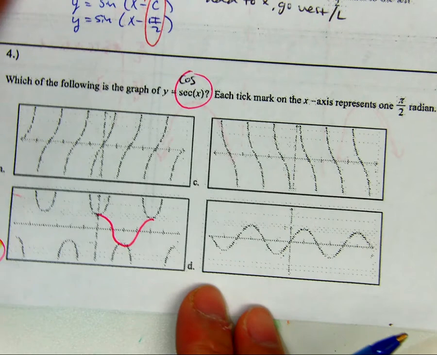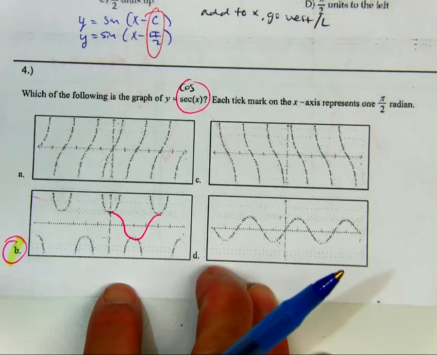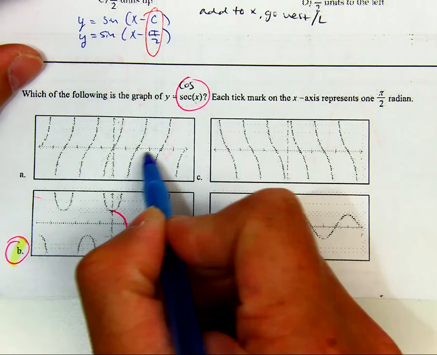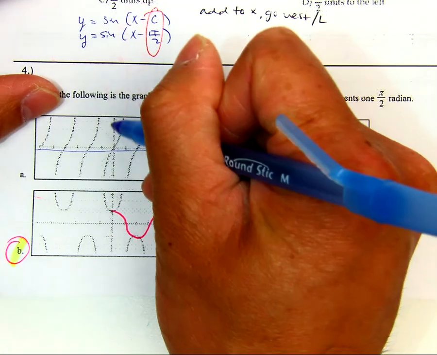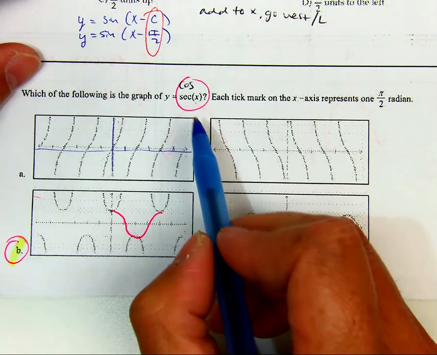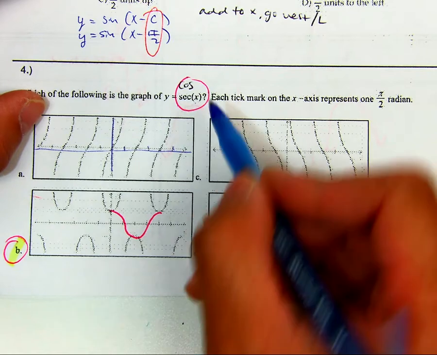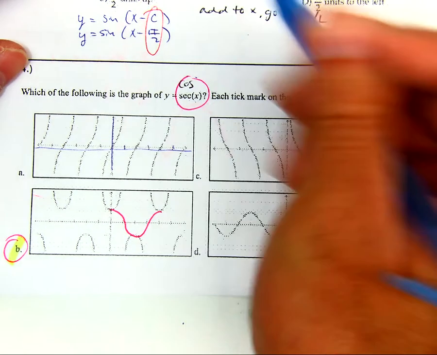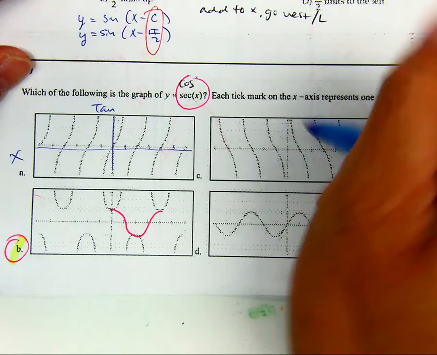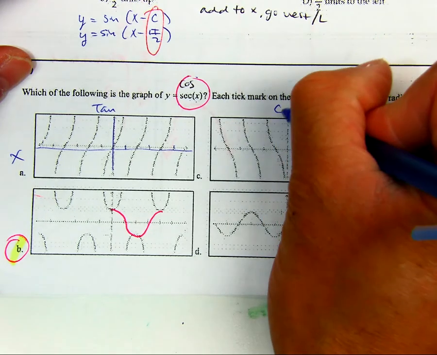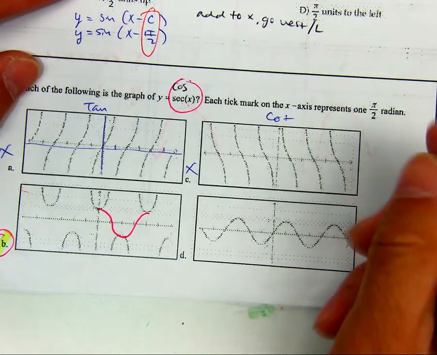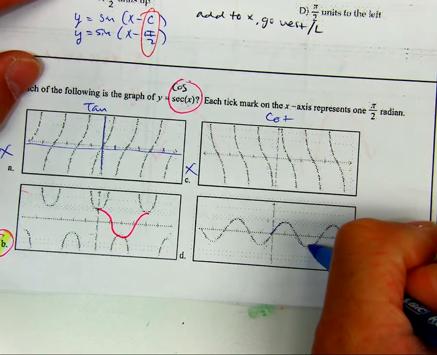Question number 4. Which of the following is the graph of secant x? This is the x-axis, y-axis, and each of these tick marks is pi over 2. So which one is secant? Well, the reciprocal of secant is cosine. This one here looks like tangent, so that's not it. The snake going the other direction is cotangent, so it's not C. Now I'm choosing between these two graphs. If you look at this graph, it starts at 0 and ends at 0. This is the graph of sine.